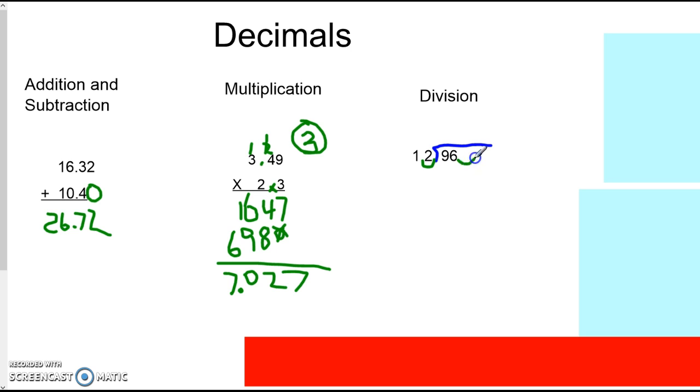There is a decimal after that 96, so I'm going to add a 0 and move my decimal. I'm going to bring that decimal straight up, and now I divide as I normally would. And in this particular case, 12 goes into 96 8 times. Bring down your 0. 12 goes into 0, 0 times. And that is the quick recap on decimals.